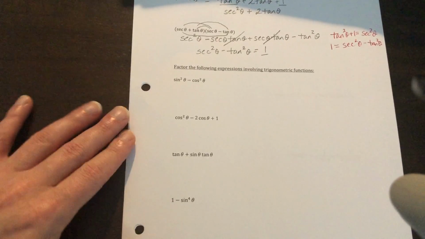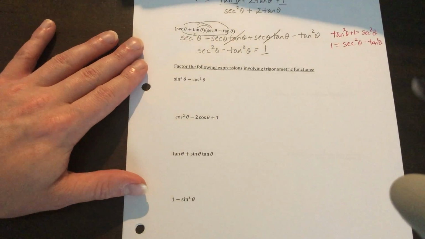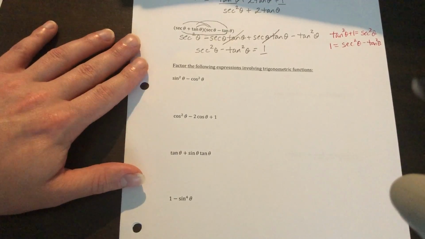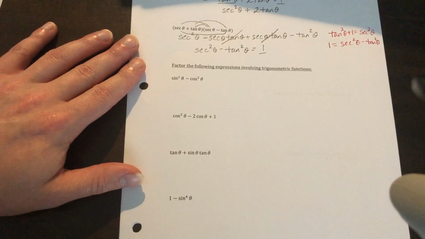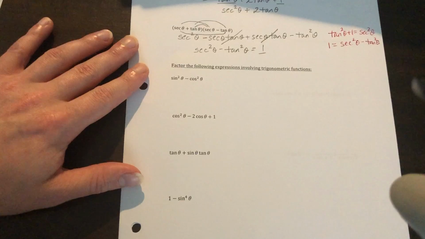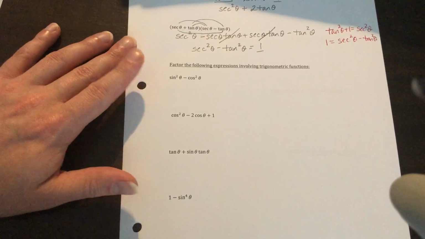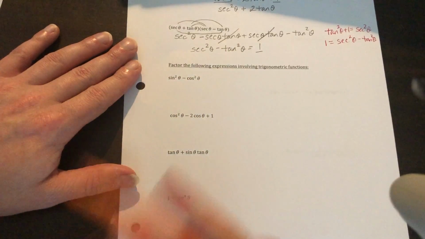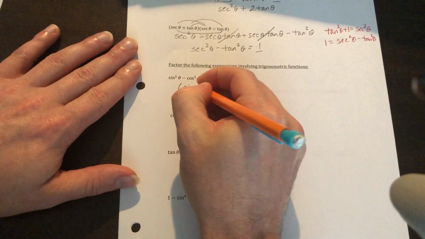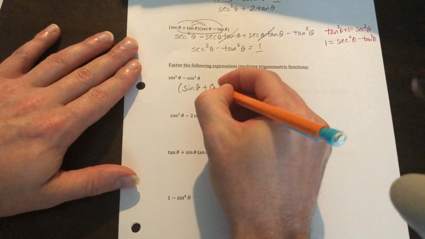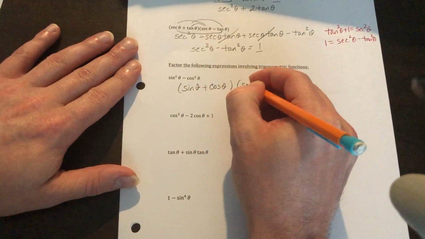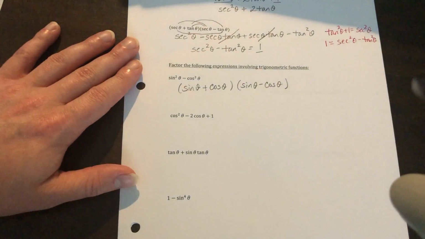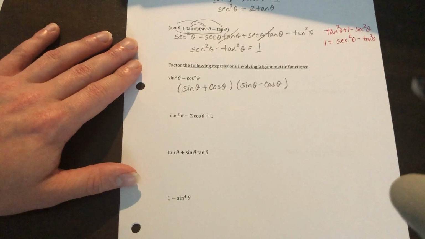Now we're going to go through some factoring in the next section. When we start the algebra unit of this summer pre-cal course, or just pre-cal in general, we're going to do a lot of factoring. So I want to make sure that you know how to do that for your SAT. So, difference of squares. It's going to be sine of theta plus cosine of theta and sine of theta minus cosine of theta. And that's all there is to it.